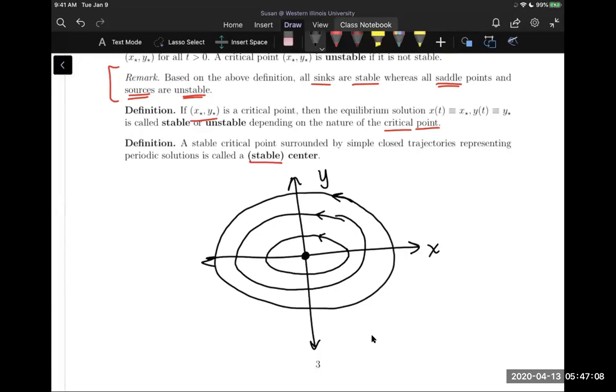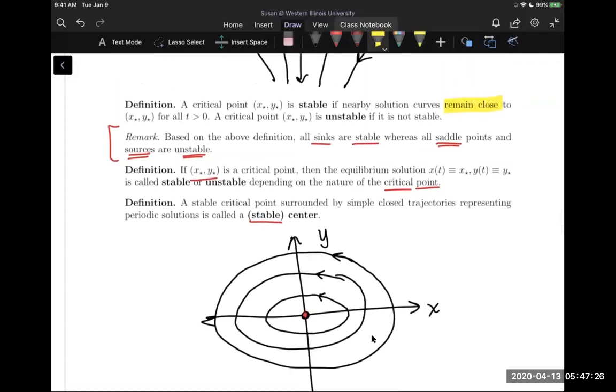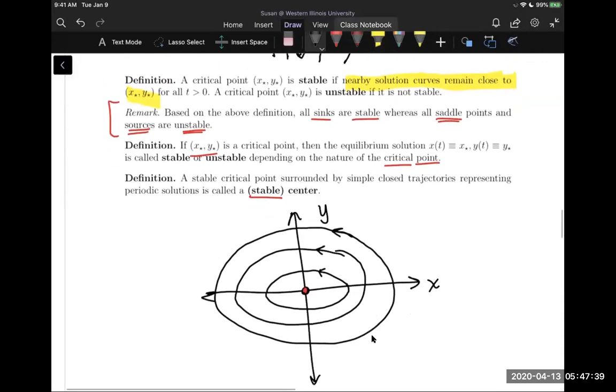All right. And so highlight my critical point. And so this one, these trajectories are not emanating directly toward our critical point. However, if you look back up at our definition of stable, it is again that nearby solution curves remain close. These solution curves, or these simple closed trajectories in the stable case, never get too far away from our solution point, which is why we consider this stable. So this is a stable center.